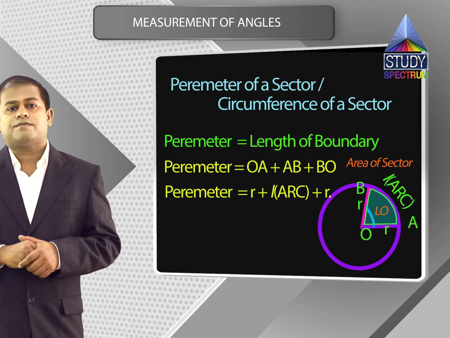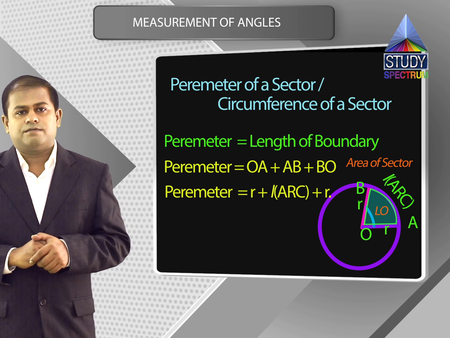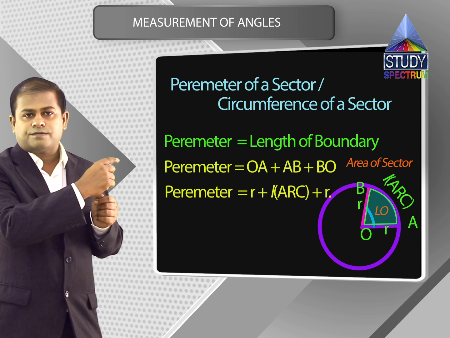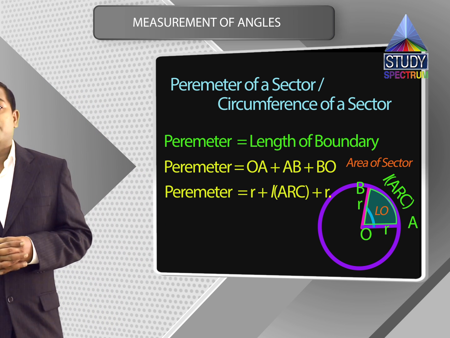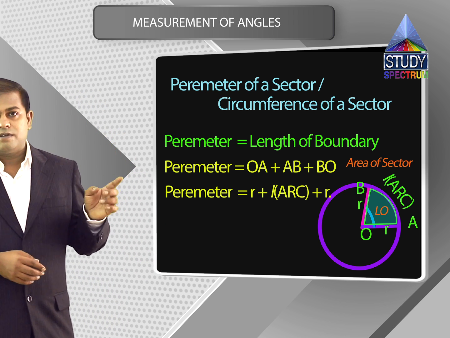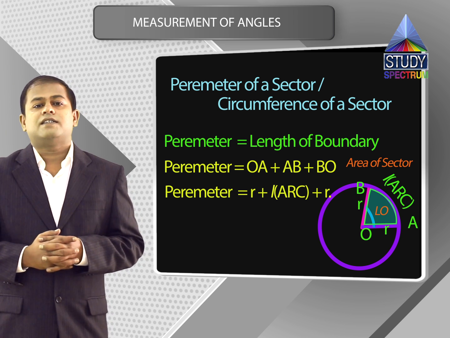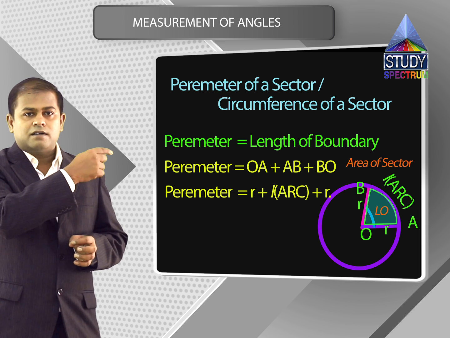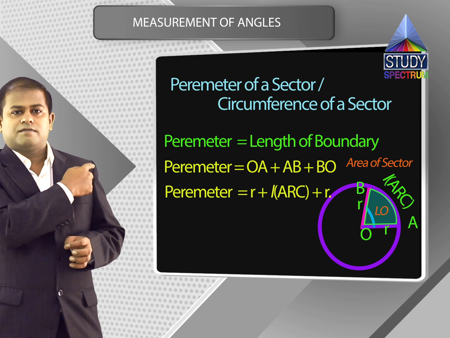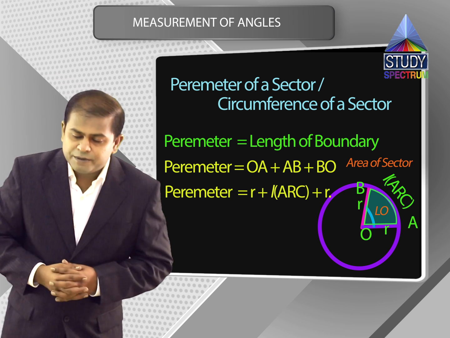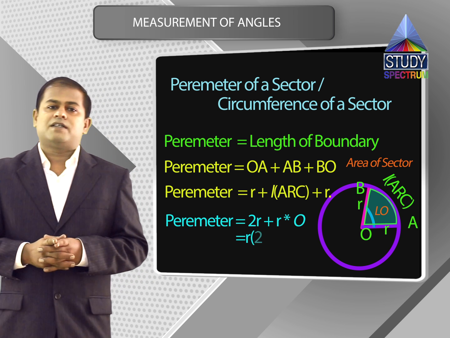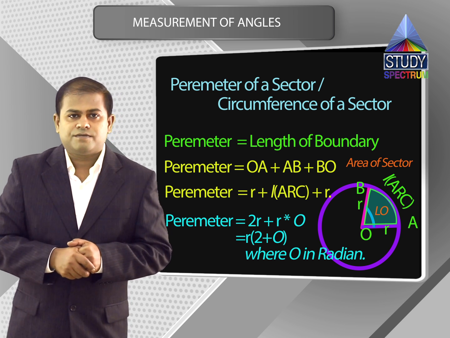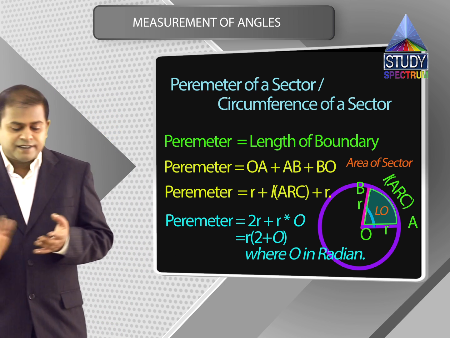Now, if angle AOB measures theta radians, then the length of arc AB is r into theta, right? So the perimeter of the sector OAB is OA plus length of arc AB plus OB, r plus r theta plus r. So the perimeter of the sector is 2r plus r theta. Take r common, r into 2 plus theta. So this is the formula for the perimeter of a sector.